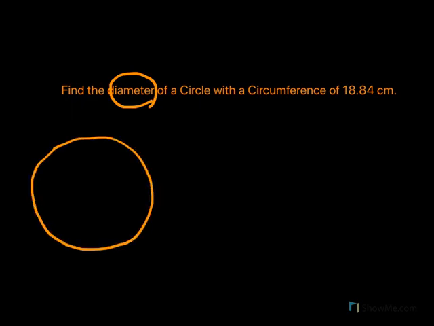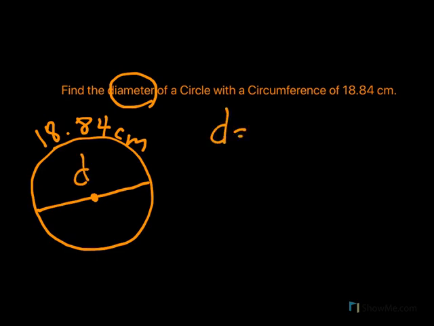The distance around the circle, that's my circumference, is equal to 18.84 centimeters. And they're asking me to find the diameter. You remember the definition is that line that goes through the center and divides the circle into two equal parts. Diameter, we don't know what it is. That's our goal. And what we know is the circumference is equal to 18.84 centimeters.